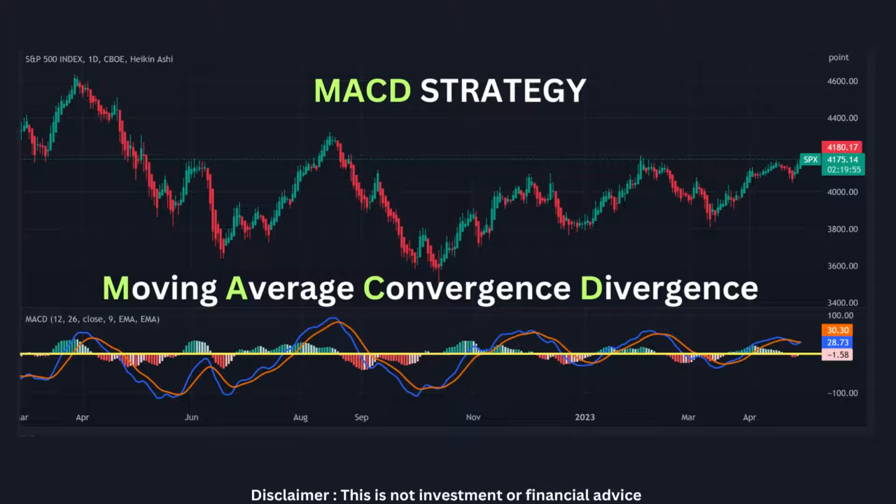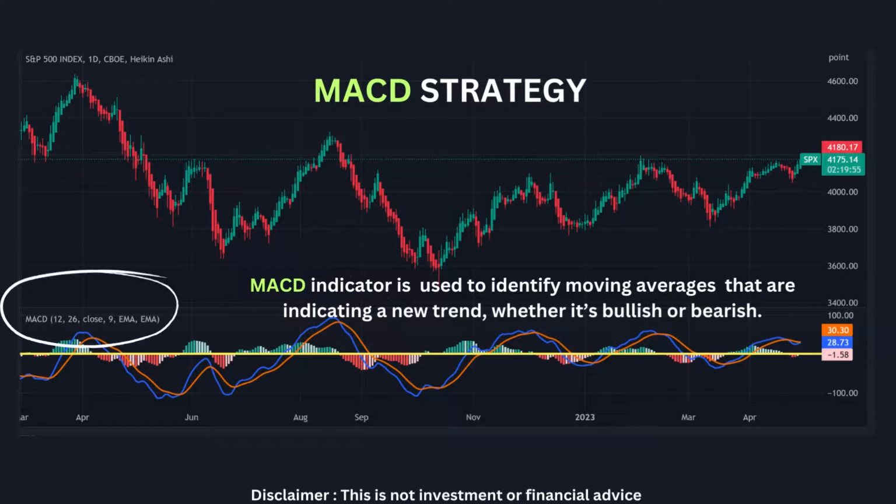In this video I'm explaining the MACD strategy that you can use to identify the momentum in a new trend, whether it's bullish or bearish. The moving average convergence divergence, also known as the MACD, is one of the simplest and most popular indicators used by traders. Essentially, it is a trend following indicator that shows the relationship between two moving averages.